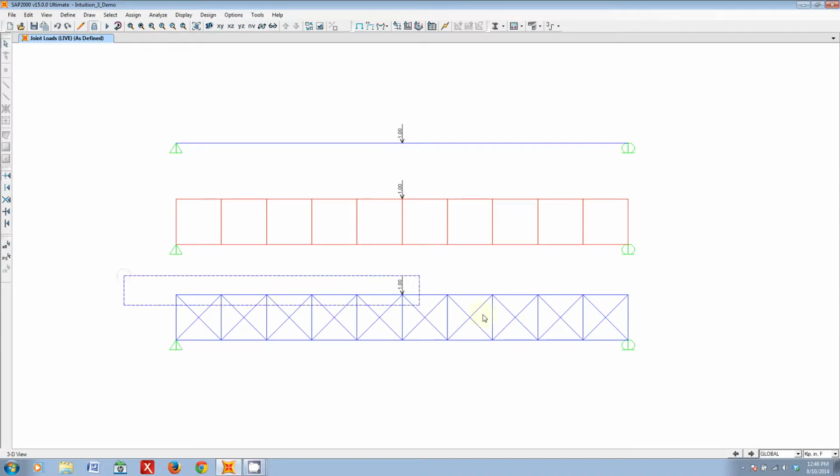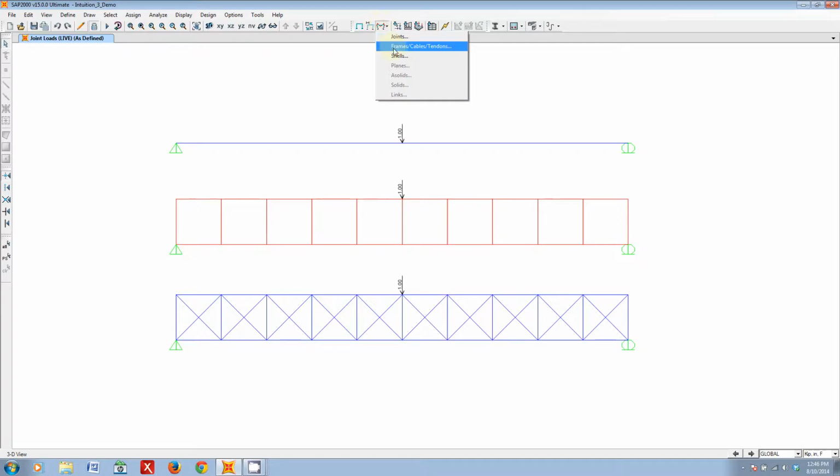Now the third way I've modeled it is basically like a truss. This is also called a strut and tie model. So pretty much I have hinge joints at each point, and each one of my frame elements is just a singular member.